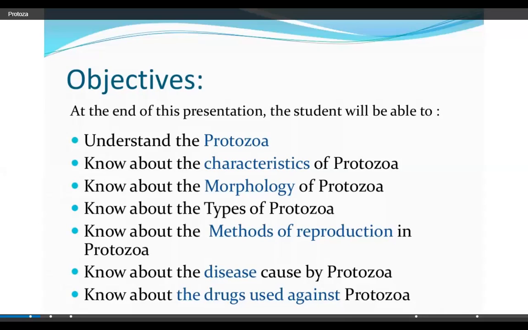Today we are going to discuss the protozoans: what protozoans are, their general characteristics, along with their morphology, reproduction, and other methods.